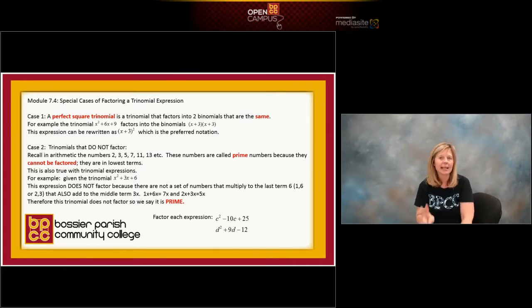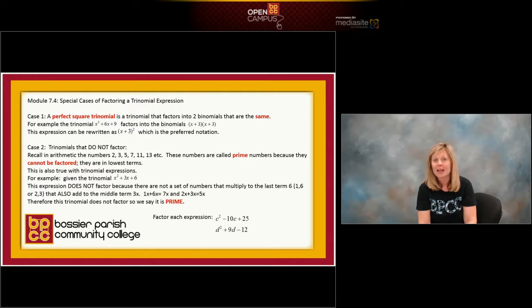A second case that could happen when you factor trinomials is real obvious, guys. It doesn't factor. Now that's the problem in factoring. You guys think because I taught you these rules, they're always going to work, and they're not. Think about arithmetic. If I said factor the number 2 or 3 or 5 or 7 or 11 or 13 or 17 or 19, you really can't factor any of those numbers because they are prime. And what prime means is they're in lowest terms. They're as low as you can go.